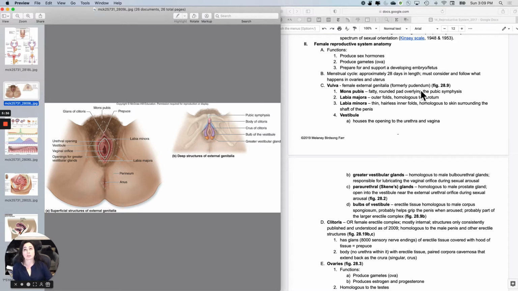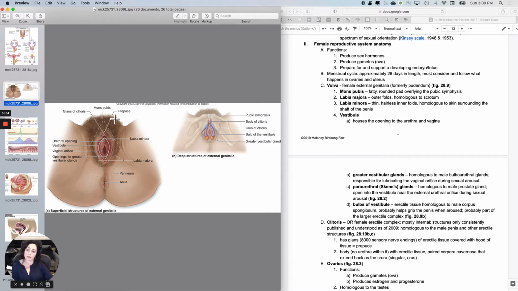We have gladly gotten away from that terminology, although remember things like the pudendal nerve are still used. So not everything has changed terminology. So let's look at a little bit of the terminology.